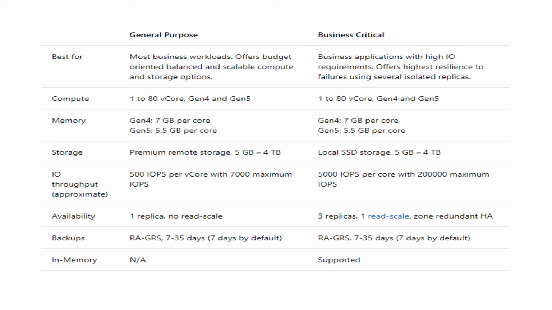The general purpose tier provides computation of 1 to 80 vCore, generation 4 and generation 5. Business critical also provides the same computation, 1 to 80 vCore, generation 4 and generation 5. In generation 4 and generation 5, memory wise generation 4 provides 7 GB per core, generation 5 provides 5.5 GB per core, and it is the same for general purpose and business critical.